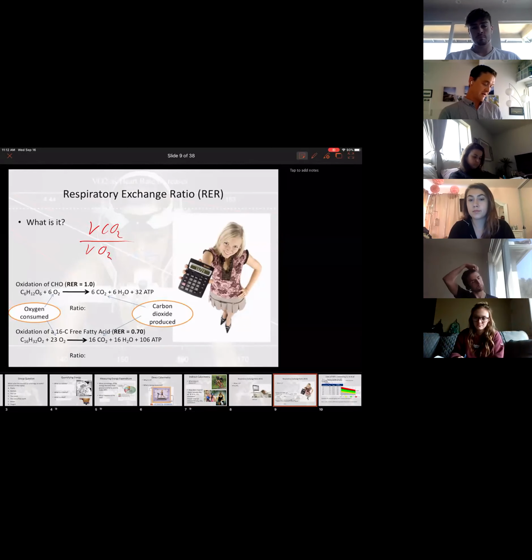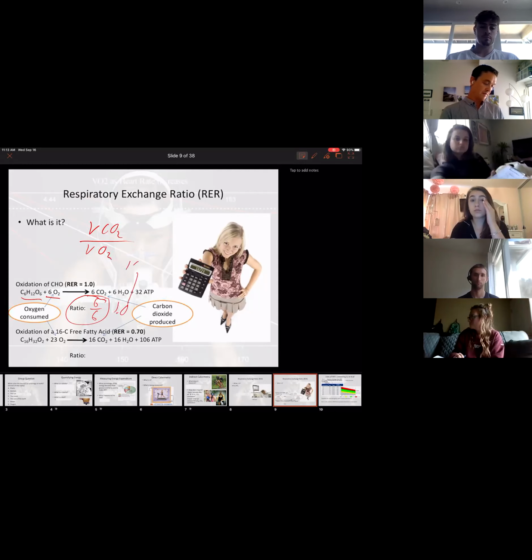So if that RER is 6/6 because of this, right? This is glucose. It takes 6 moles of oxygen to burn glucose, and we get 6 moles of CO2 produced when we burn that 1 mole of glucose. So that's a ratio of 6/6, right? So if the RER is 1.0, we know we're burning 100% carbs.